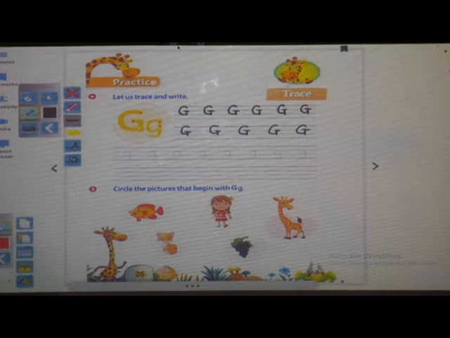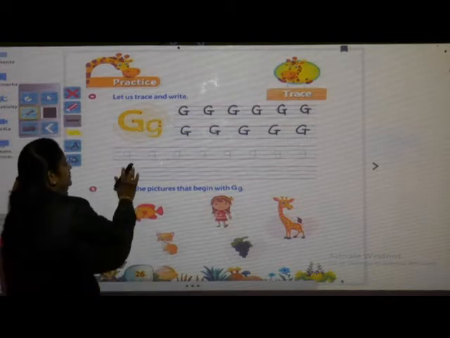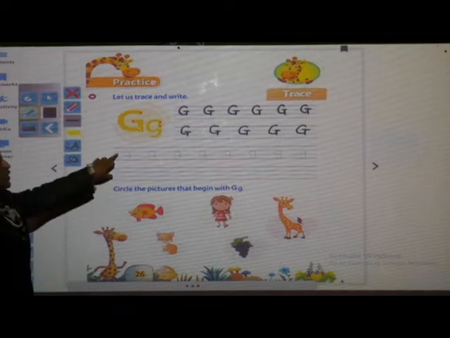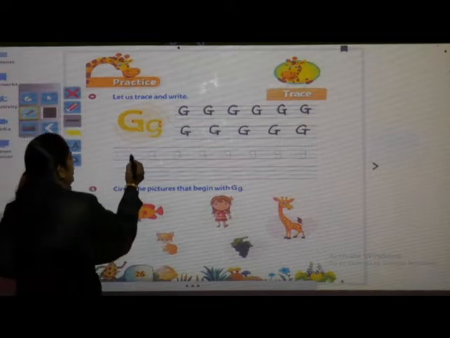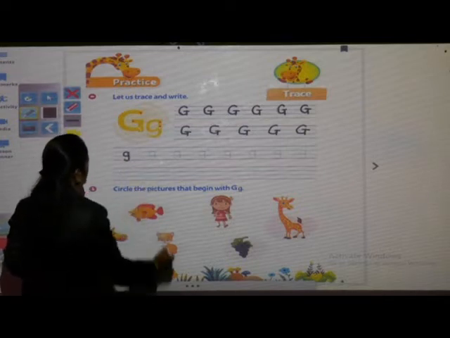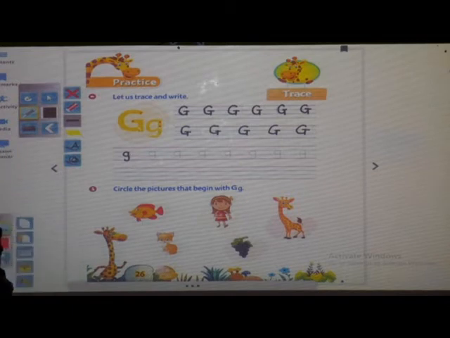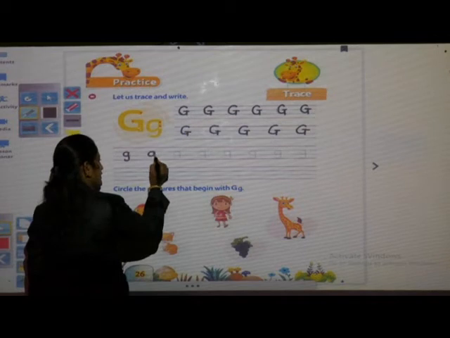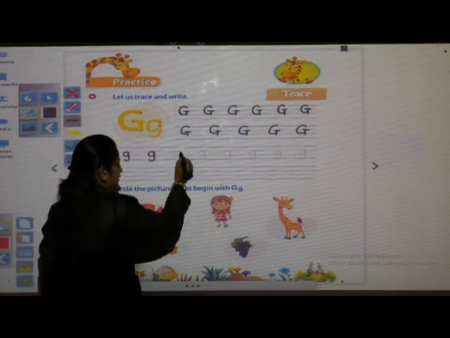It is G. Okay. Now small letter G. How to write letter small g? See, you have to start with blue line. You have to draw a small curve, one standing line and a small curve. Letter small g. You have to repeat after teacher and write small letter G.